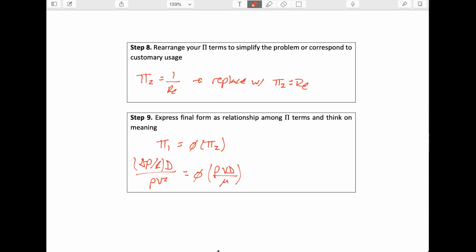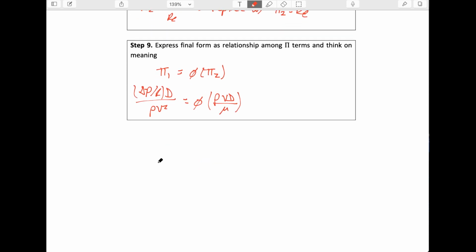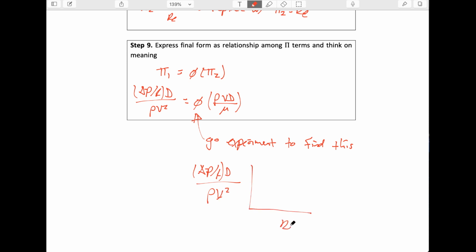And that's the end. A lot of people aren't comfortable with this because we don't actually have an equation yet, right? We don't know this function phi that makes this all work. And that's okay because what we would do next is go do an experiment. And so we do some experiment to find this thing, and that would give us delta P over L times the diameter over rho V squared as a function of the Reynolds number, and we'd get some curve.